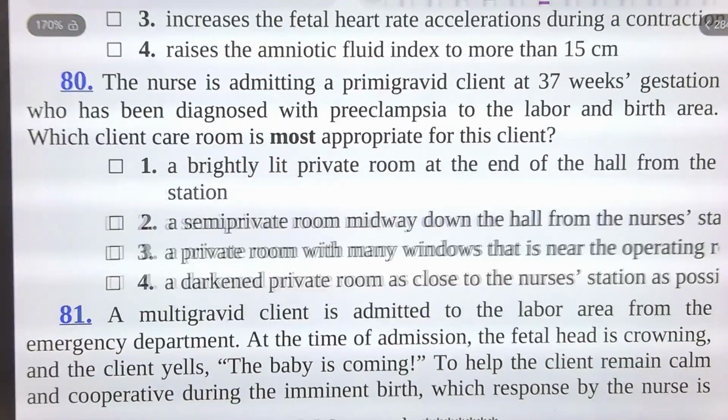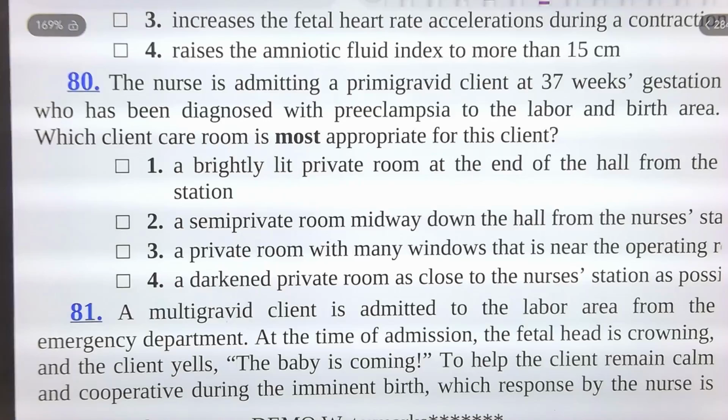Now let's read the next question, 18th. The nurse is admitting a primary gravid client at 37 weeks of gestation who has been diagnosed with preeclampsia to the labor and birth area. Which client care room is most appropriate for the client?